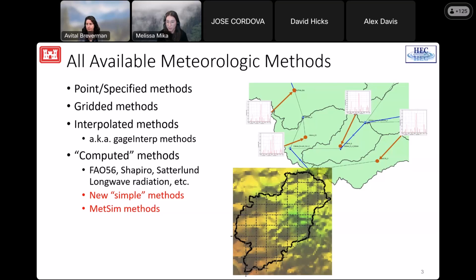So as of version 4.11, we have added a few new methods. We're calling those simple methods. These are computed methods that require fewer inputs, and they also make more generalized estimates. And then as of version 4.12, we have a new method called MetSim, which has methods for both precipitation and for temperature. And in short, MetSim is a method for disaggregating daily time series into sub-daily data. So each of those we're going to go into more detail in the rest of this presentation.